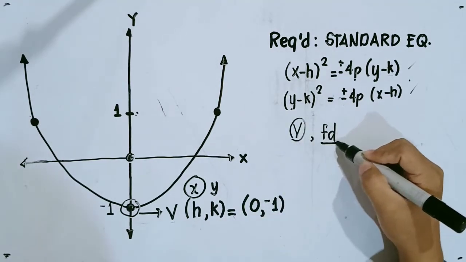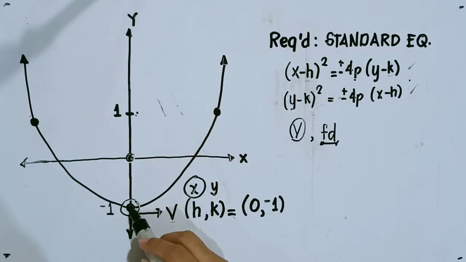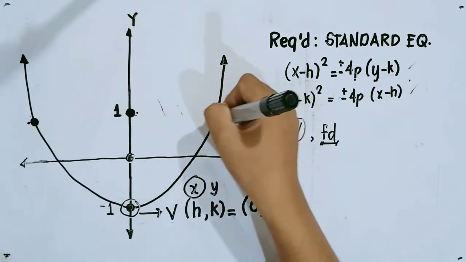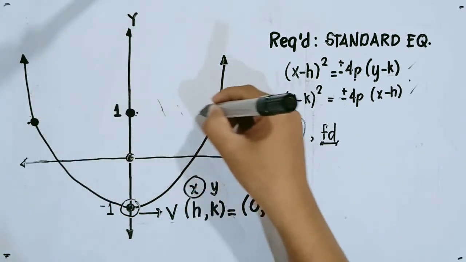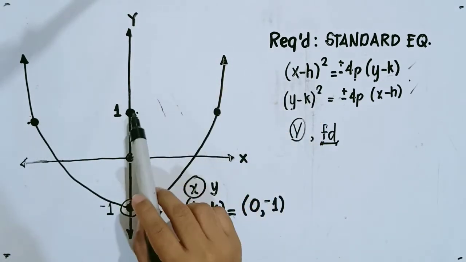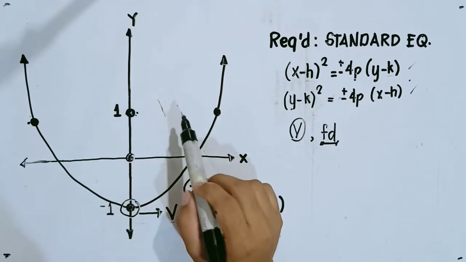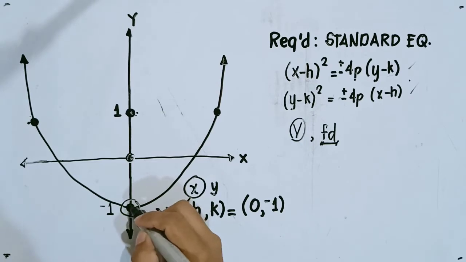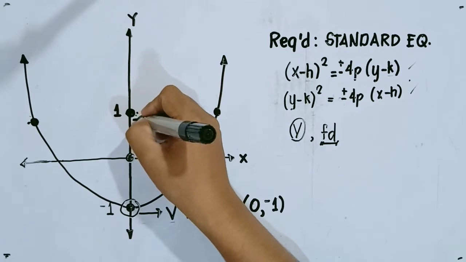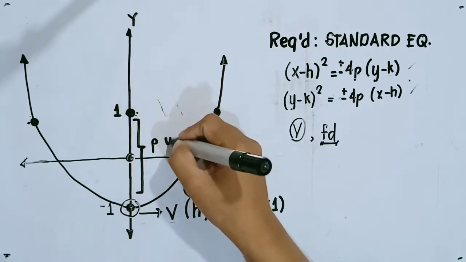Next, we will find the value of our focal diameter. In our illustration, our vertex is here. The focus is here because these 3 points are aligned. And this is our focal diameter. So these are the 2 endpoints of the latus rectum, and aligned to them is the focus of this parabola. Now in our discussion, we said that the distance from the vertex to our focus is equal to p units. So this is p units.